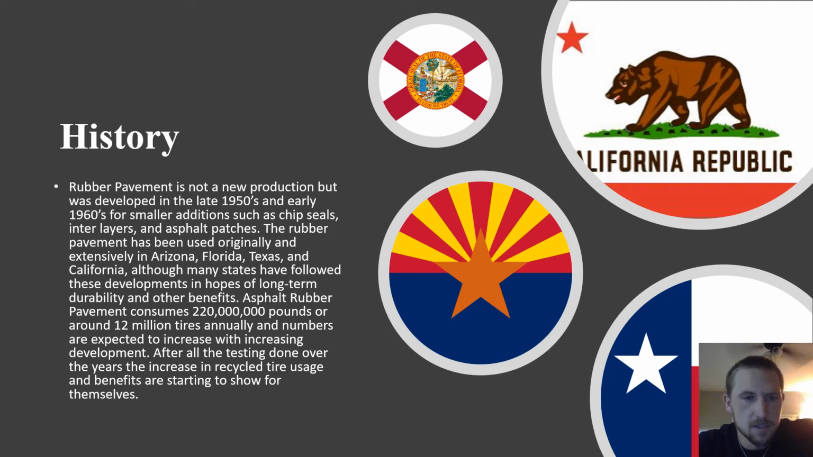Asphalt rubber pavement consumes 220 million pounds, or around 12 million tires annually, and numbers are expected to increase with increasing development and when more states get added on. After all the testing done over the years, the increase in recycled tire usage and the benefits are starting to show for themselves.